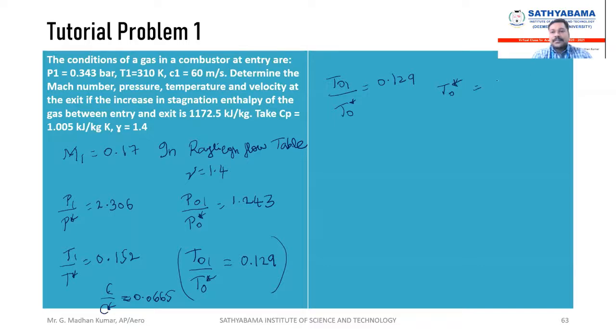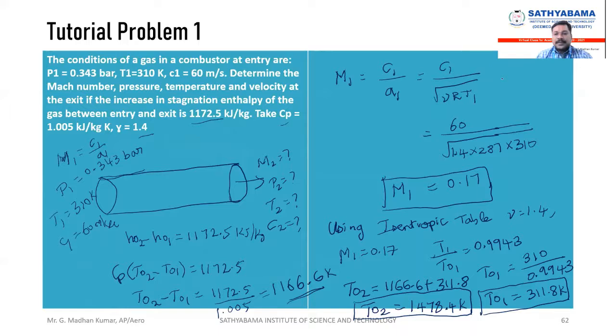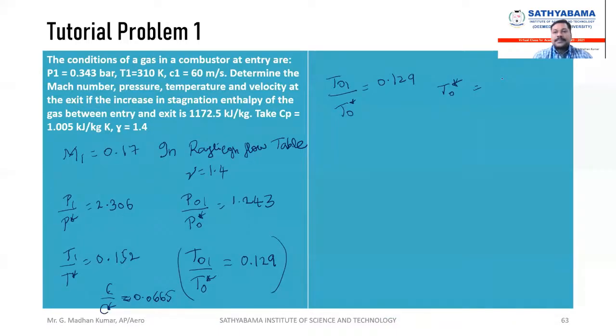What is your T naught star? T naught star is equal to T naught 1 divided by 0.129. Your T naught 1 is 311.8. So 311.8 divided by 0.129. Now what is your T naught star? Tell me the answer, students. Quick.